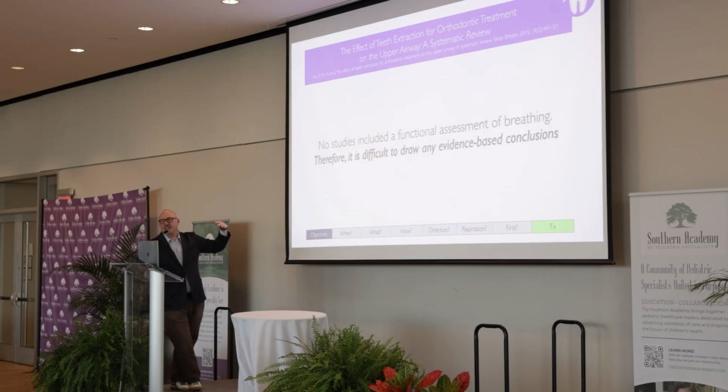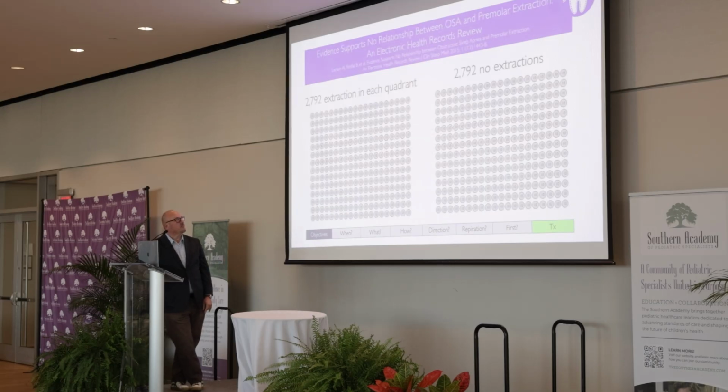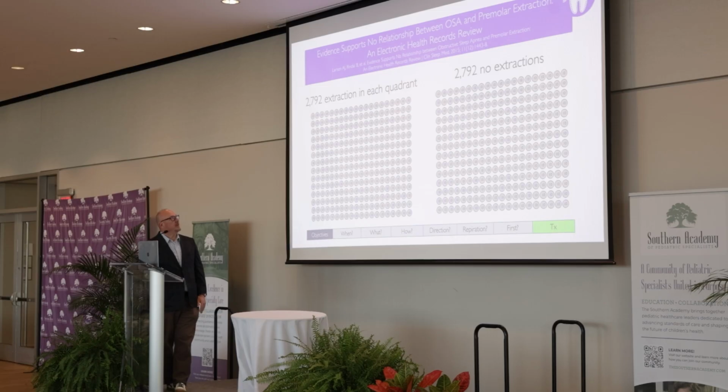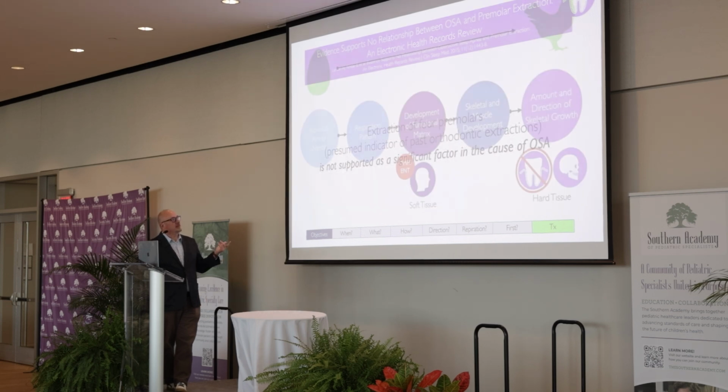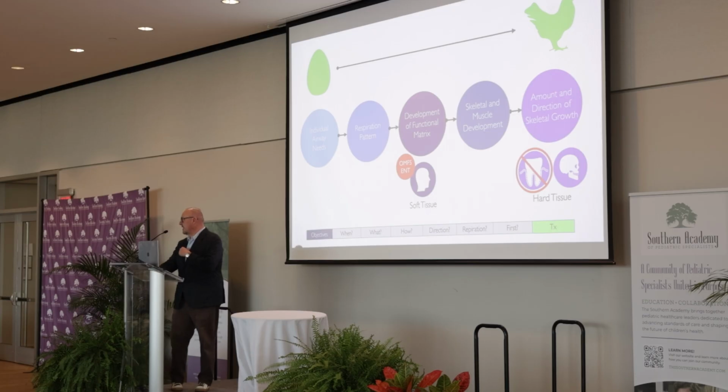And none of these studies actually did a functional assessment of the breathing. So evidence was still out according to that systematic review. This was a health partner study. I like this one because it's a big, at least population size, where they looked at 2,800 patients with an extraction in each quadrant, assuming that those were orthodontic patients because they looked at all this, post-record review, versus people with no extractions. Their incidence of OSA in these two population groups was exactly the same. I agree with Alex. I don't think this is an extraction thing.